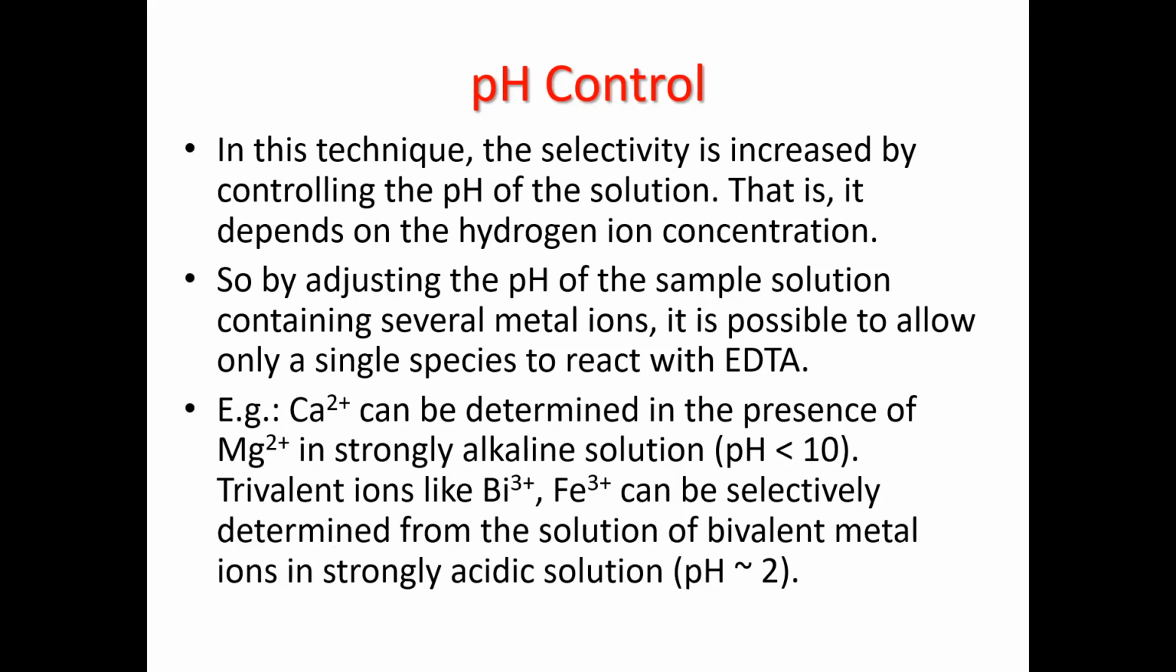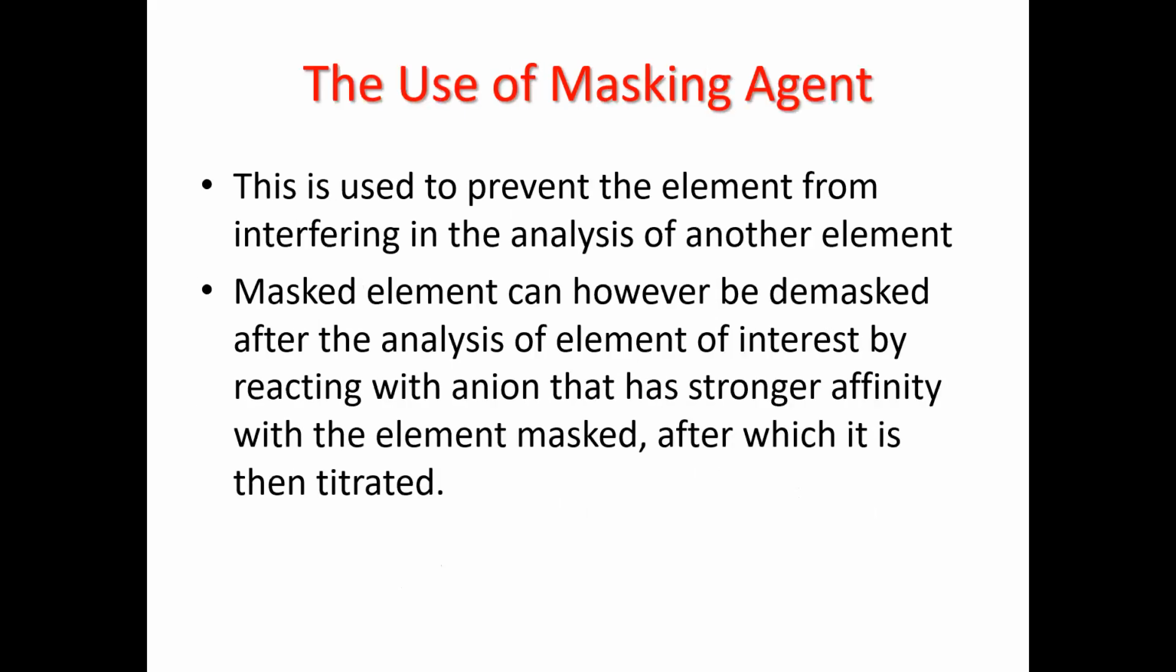In water, for example, where you have calcium and magnesium ions, calcium and magnesium can be titrated in strongly alkaline solution, whereas some other ions that are trivalent, like bismuth and iron, can be selectively determined in a very strongly acidic solution at a pH of about 2. So by varying the pH, different cations can form complexes with EDTA.